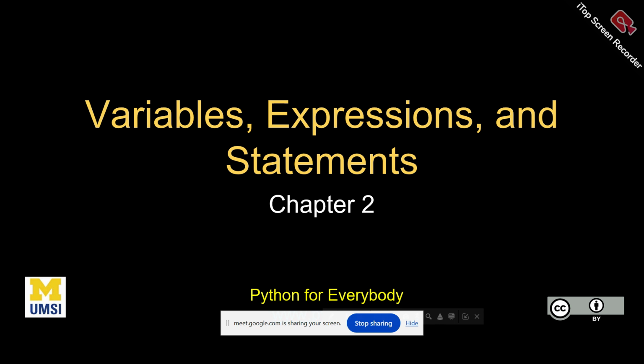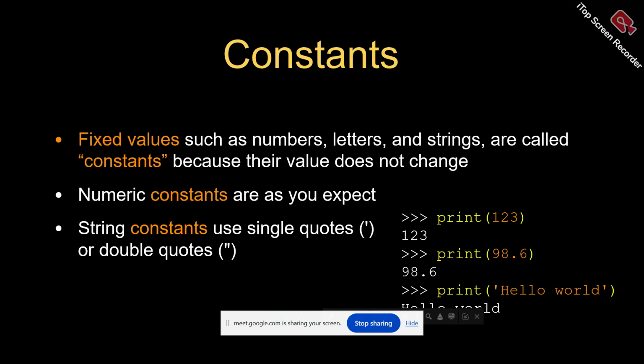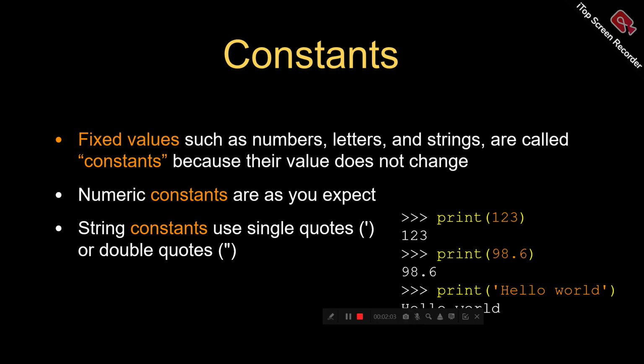So we'll start with variables, expressions, and statements today. Yesterday we also saw what constants are. Can anyone tell me what constants are? I think we discussed it yesterday as well. Okay, so the basic thing: fixed values which cannot be changed further, and those values can be numbers, letters, or strings. We call them constants.